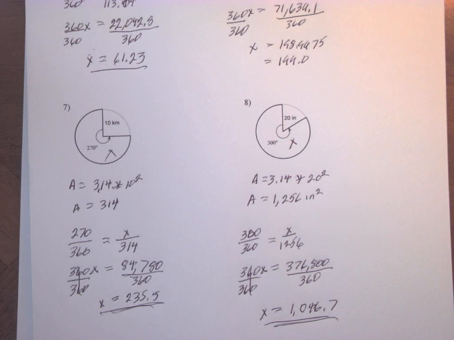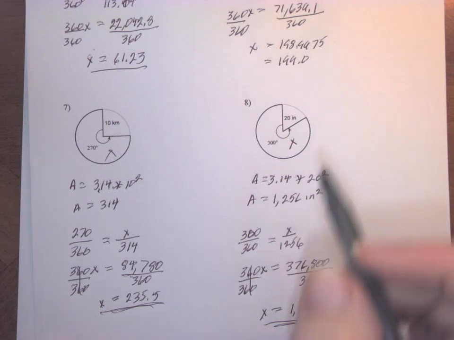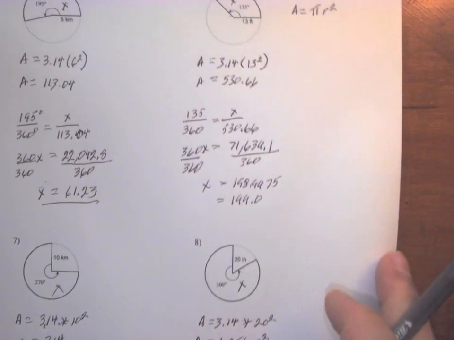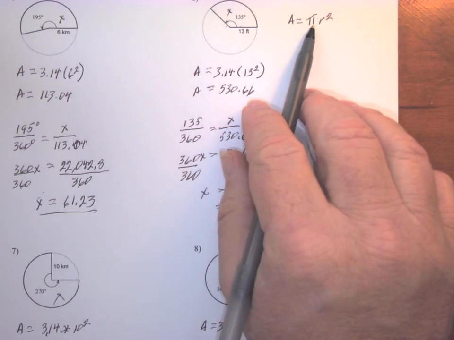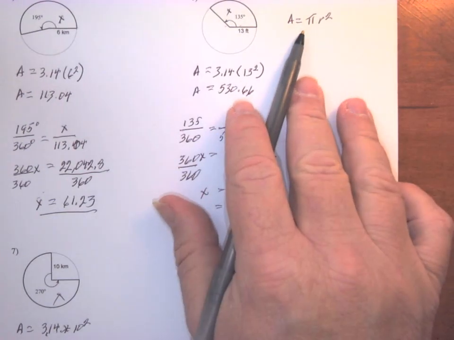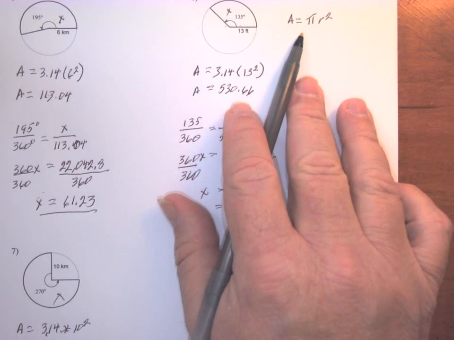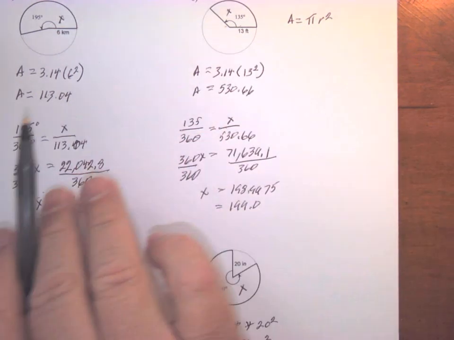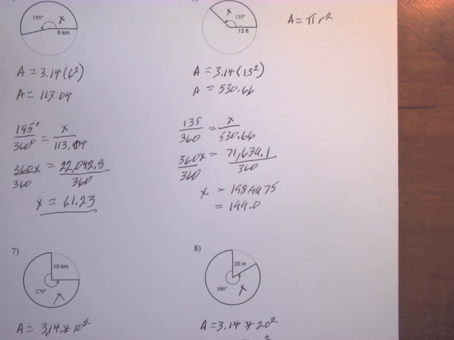Guys, it's the same routine. The only difference is instead of calculating the circumference, which then you're calculating a proportion of, you're calculating the area using this formula. I'm going to leave problems 1 through 4 for you to solve.